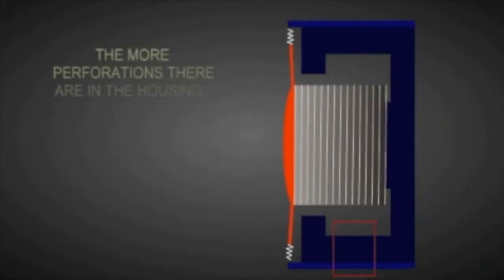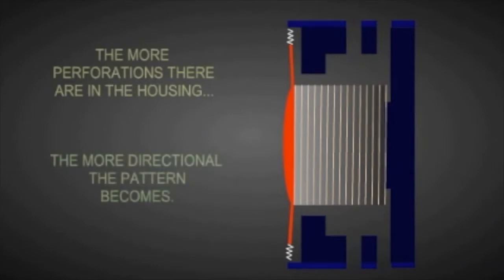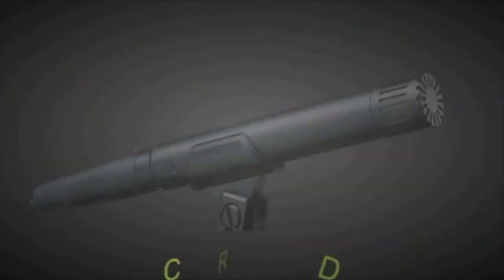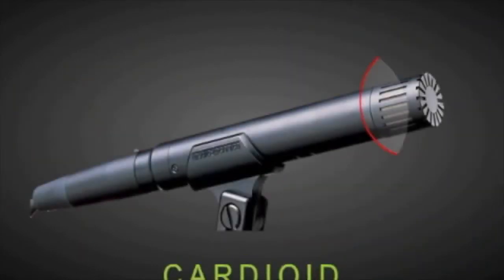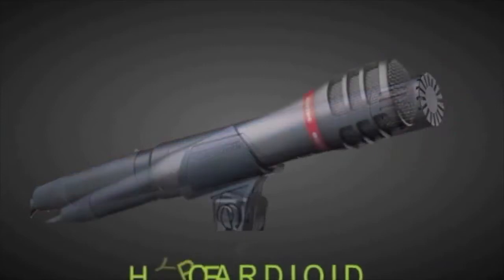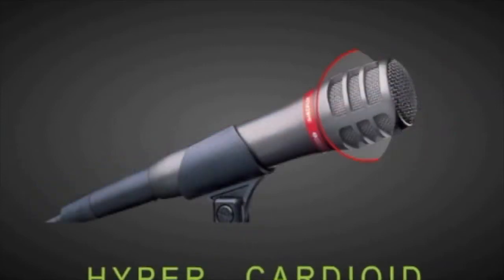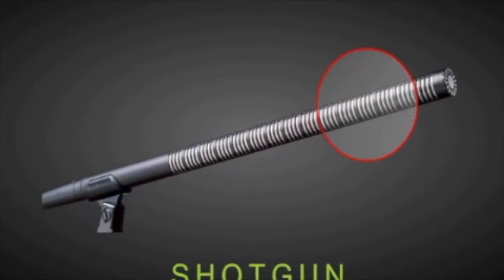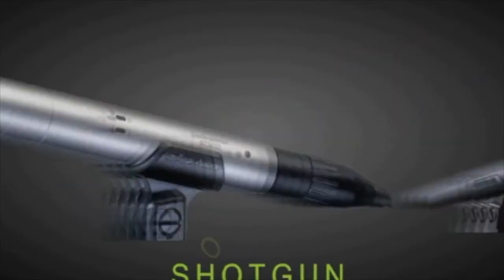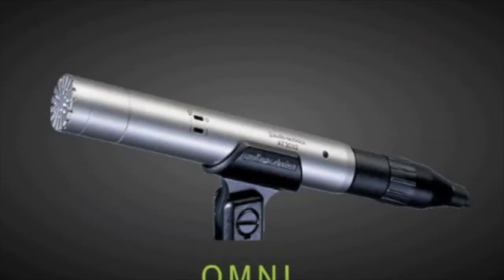The more perforations there are in the housing, generally, the more directional the pattern becomes. For instance, a cardioid microphone generally has a single row of perforations, while a hypercardioid microphone has more, and a shotgun microphone has many more. Notice that an omnidirectional microphone has no perforations, which means that it has no cancellations, and therefore is not directional.